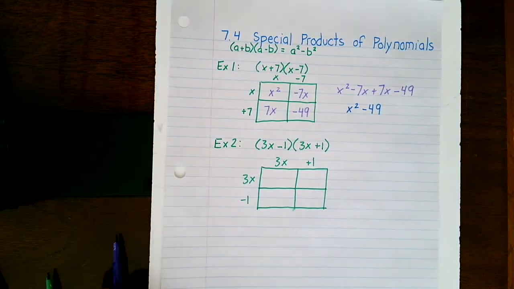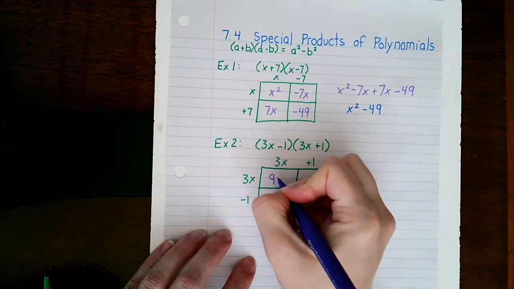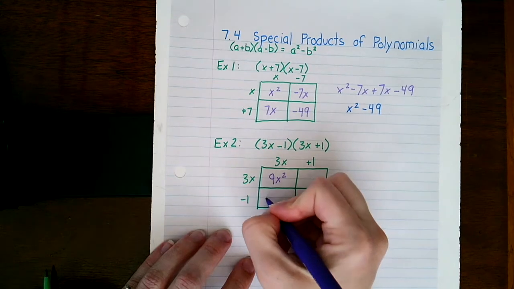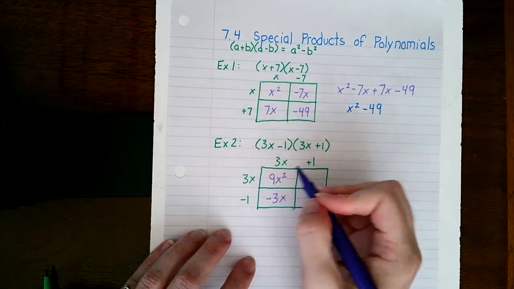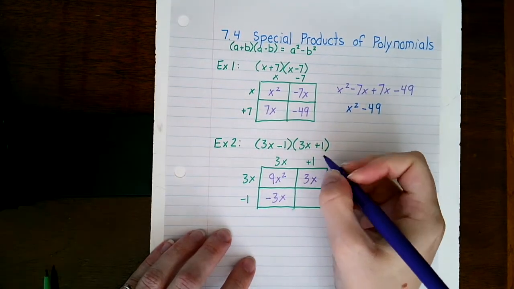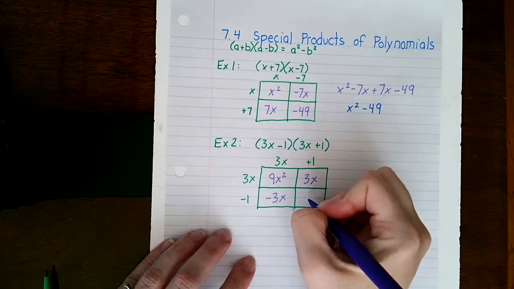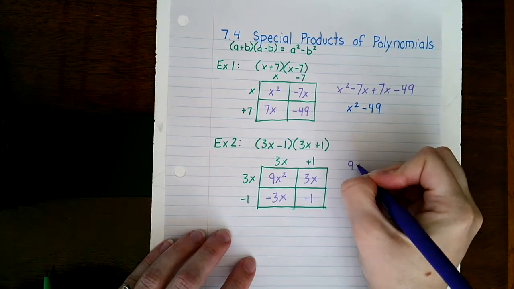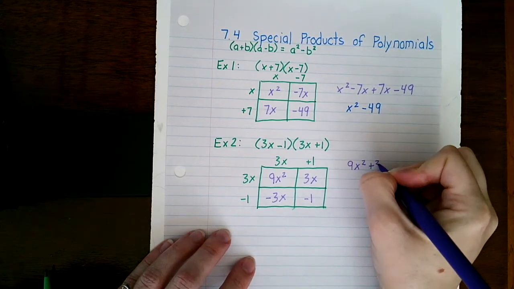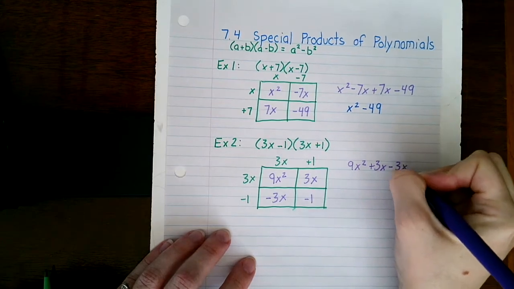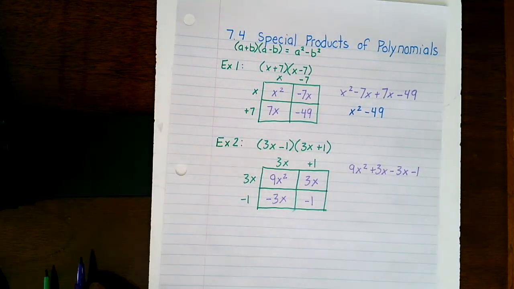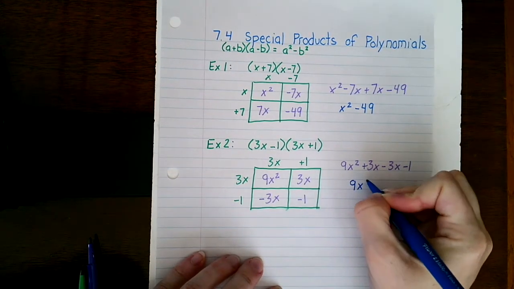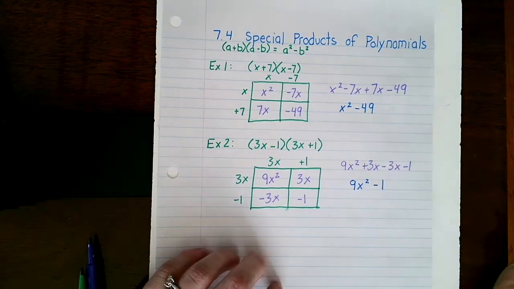I do my multiplication and I get 9x squared. 3x times negative 1 is a negative 3x. 3x times 1 is a positive 3x. And negative 1 times positive 1 is a negative 1. So I end up with 9x squared plus 3x minus 3x minus 1. Combining like terms, I end up with 9x squared minus 1.